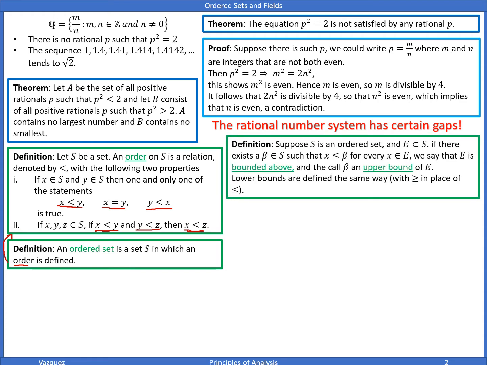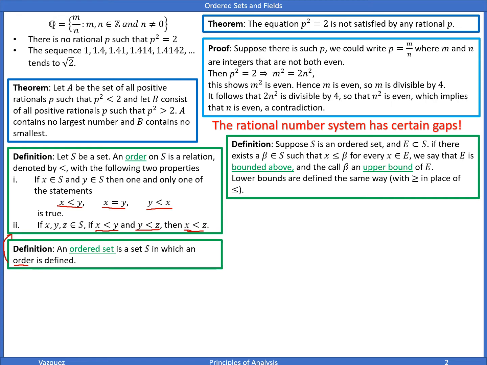Maybe you've seen this before. We're going to define what an upper bound is, or when a set is bounded above. Suppose S is an ordered set and E is a subset of S. If there exists a beta in S such that x is less than or equal to beta for every x in E, then we say that E is bounded above, and we call beta an upper bound. There can be more than one upper bound.